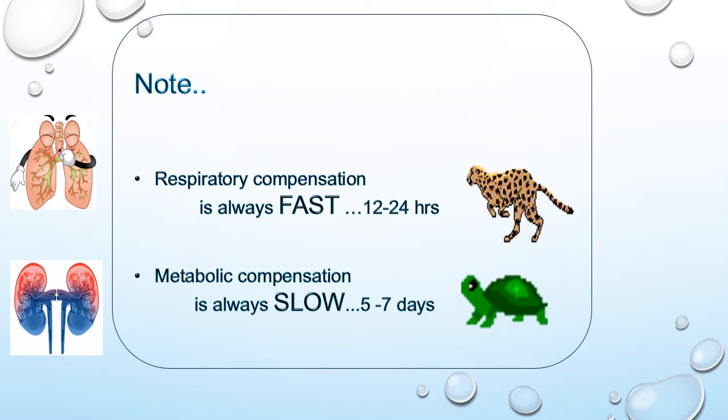The respiratory compensation is usually fast, occurring within hours, like 12 to 24 hours, and the metabolic compensation is slow, taking days, 5 to 7 days.